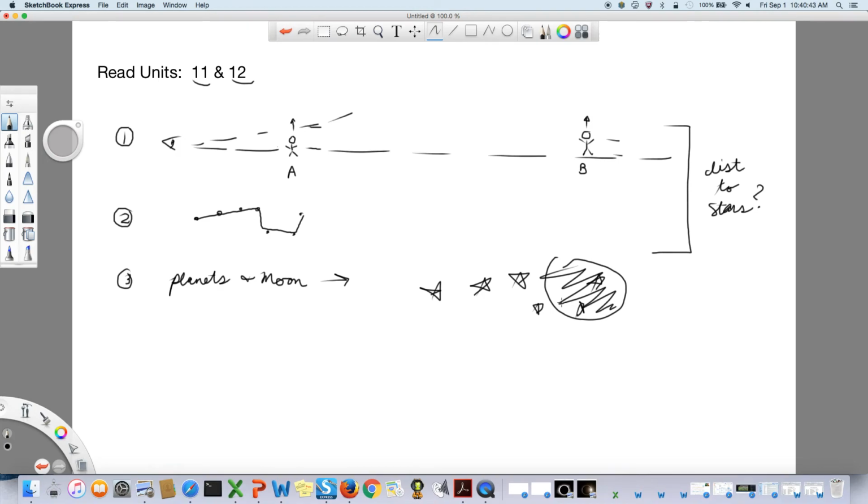And the same with the planets. Is the planet Venus always in the same location on the sky? Or does its position with respect to the stars change? And what does that mean about the distance to the planets and the moon?